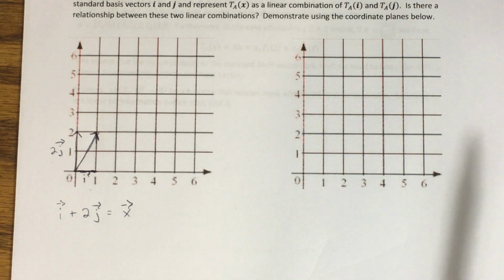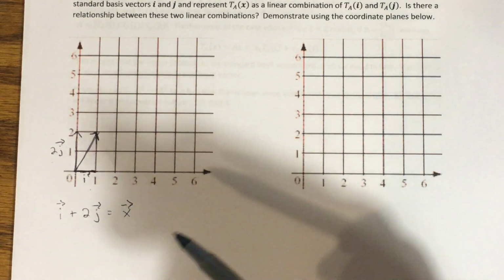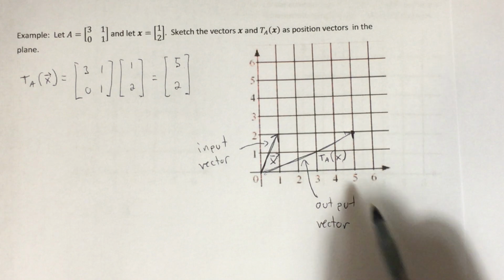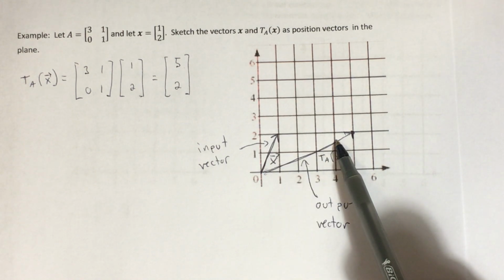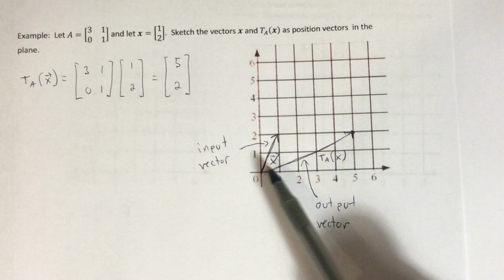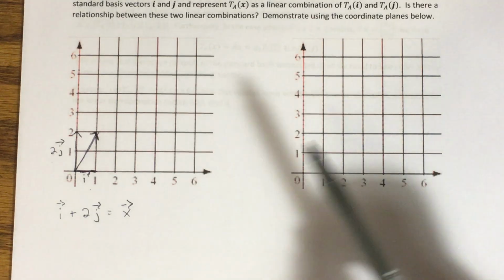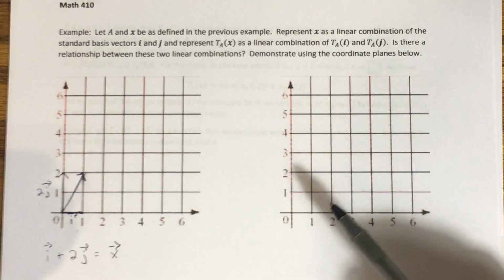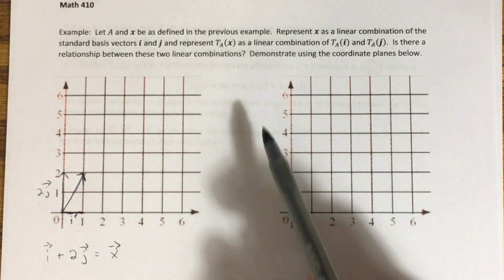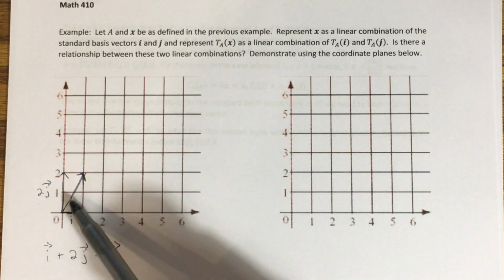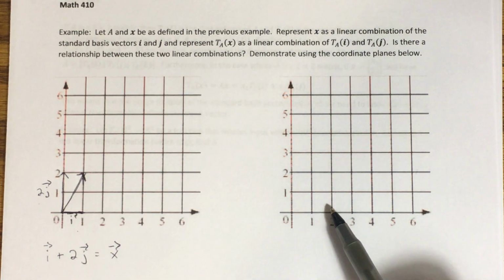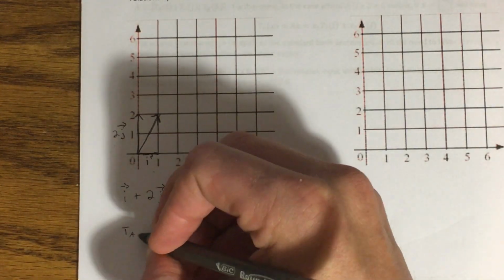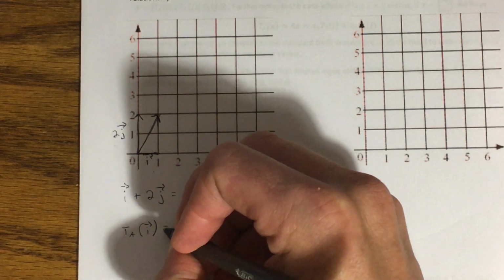Okay, now what I want to do is basically the same thing with the output vector that I got over here, but rather than represent the output vector as a linear combination of i and j, like I did here, I want to take i and j and put them into our linear transformation first, see what those look like, and then represent the image of this vector, the output vector associated with this input vector, as a linear combination of those. So let's find T_A of i and T_A of j.